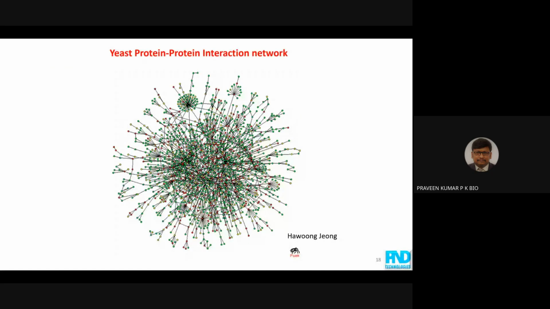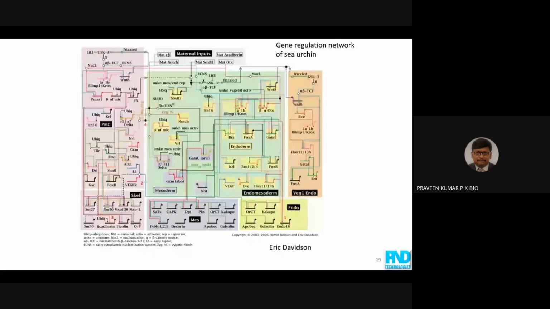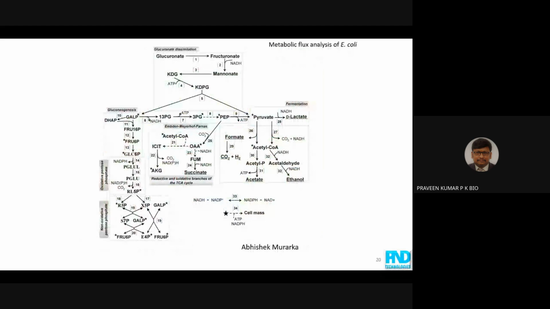Example is a protein-protein network. This is a kind of gene regulation network of sea urchin. For sea urchin, we can see red color and green color. Red color stands for positive regulation, green color stands for negative regulation. And this is metabolic flux analysis of E. coli. Metabolites can be found here, glucuronate, fructonate. So these metabolites you can see in this metabolic network.